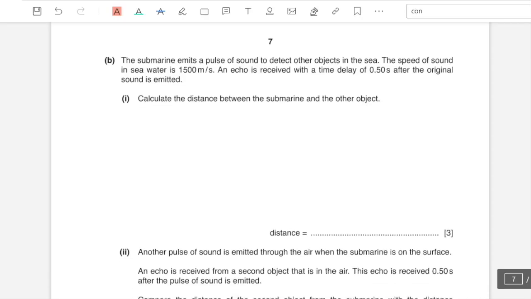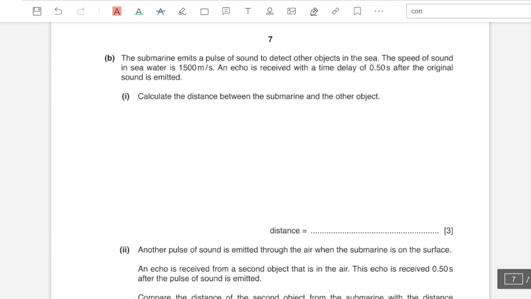B. The submarine emits a pulse of sound to detect other objects in the sea. The speed of sound in seawater is 1500 meters per second. An echo is received with a time delay of 0.5 seconds after the original sound is emitted. 1. Calculate the distance between the submarine and the other object.